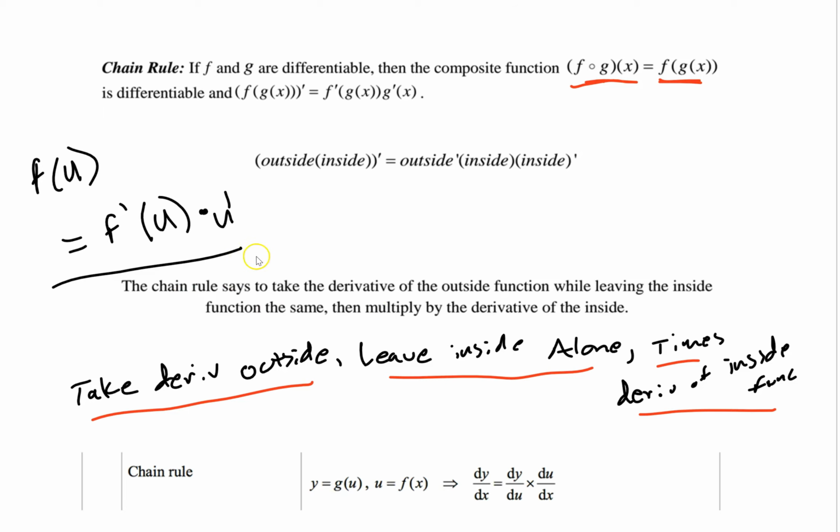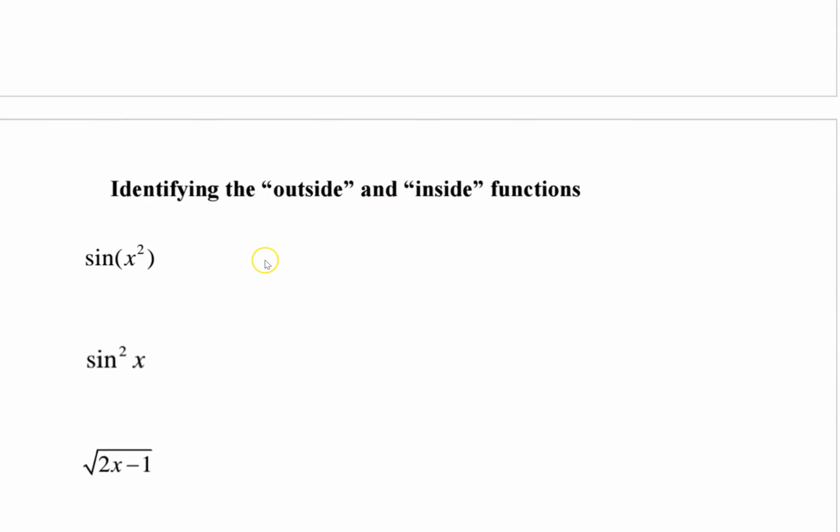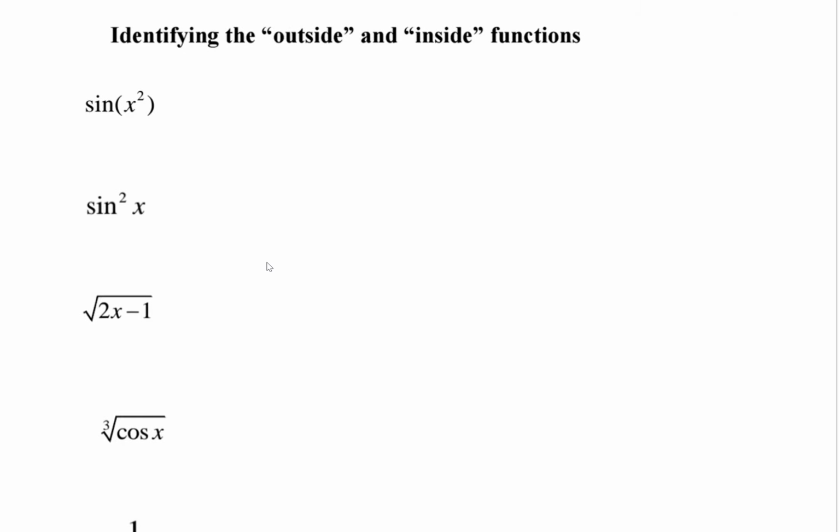So the key thing about the chain rule is you have to know what the inside and outside functions are, right? So when I say take the derivative of the outside, leave the inside alone, what does that mean? Well, let's practice it here. So look at this first one. The inside function is going to be the x squared. The outside function is sine. Now we haven't learned how to take the derivative of sine yet. That's actually the next couple videos from now. But the inside is x squared.